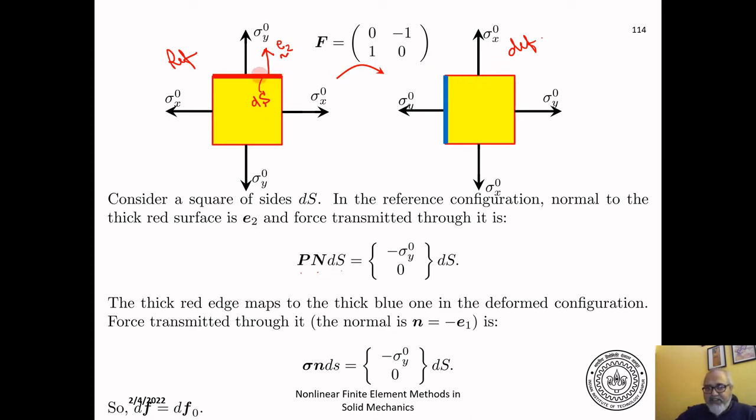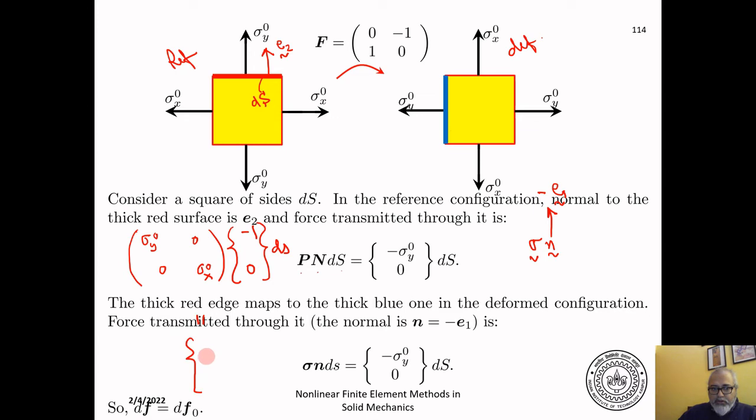Now this red surface comes to this blue surface after the rotation in the deformed configuration. After rotation through this deformation gradient tensor, it comes to this blue surface, and then what is the force transmitted through this blue surface? The force transmitted through this blue surface is sigma times n, but this n is now minus E1. So your sigma in this state is sigma y naught 0, 0 sigma x naught, multiplied by n, which is now minus 1 0, times d small s, will give you again minus sigma y naught and 0 times d small s. d small s and d capital S are the same, so this is d capital S, which shows that the force transmitted through the undeformed surface is the same as the force transmitted through the deformed surface, which is this.